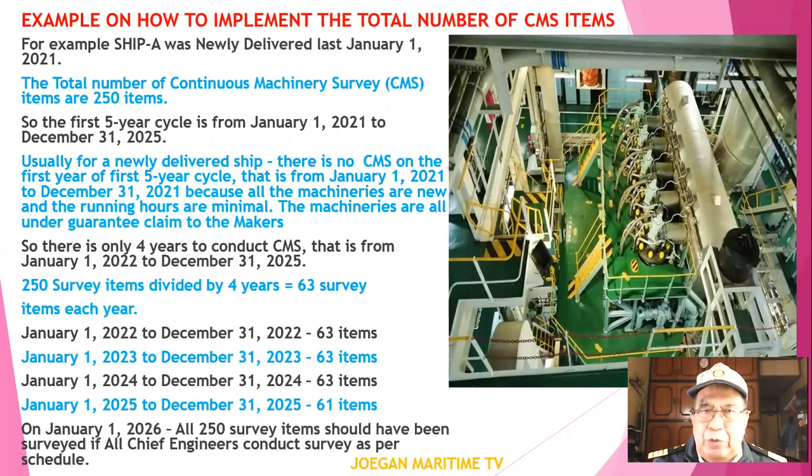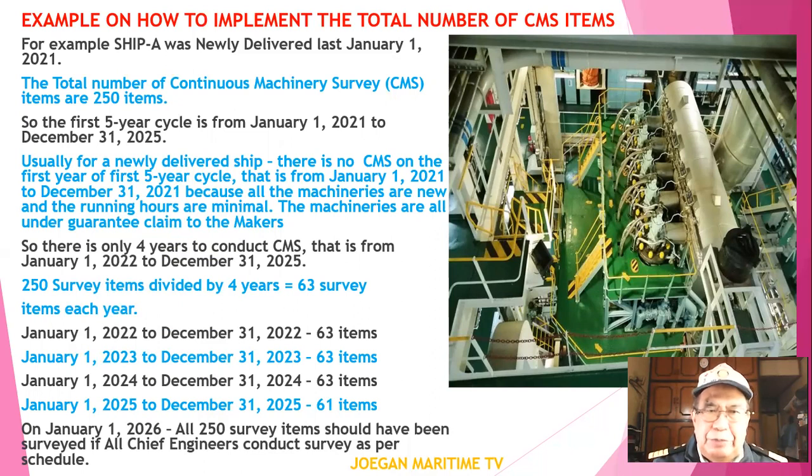That is from January 1 to December 31, 2021. This year, because all the machineries are new and the running hours are minimal, the machineries are all under guarantee claim to the makers. So there is only 4 years to conduct CMS survey, that is from January 1 to December 31, 2025, that is 4 years.